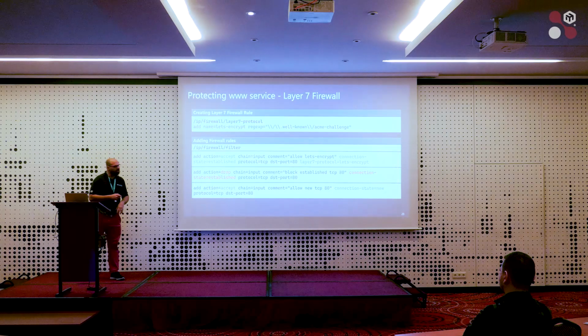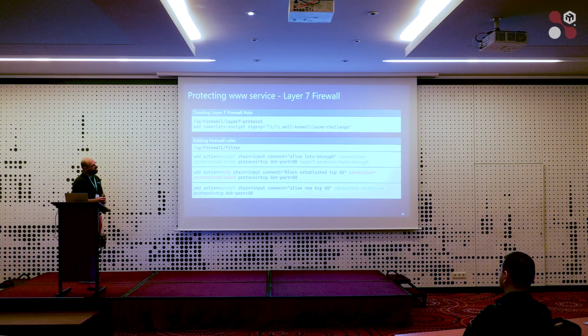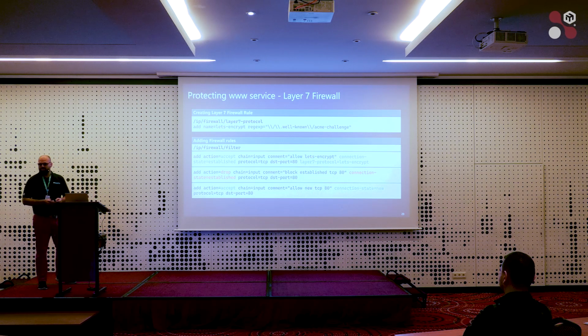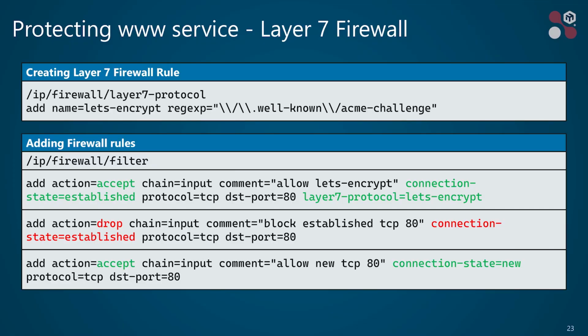So, time for taking the pictures. Layer 7 firewall rule here: it creates a rule for the well-known ACME challenge path, which is accessed by Let's Encrypt. So you allow only the Let's Encrypt protocol and you disable others. This is the firewall way of working with it. It's fine because you can also make an exception for yourself. So you can use WebFig, you can use the REST API and whatever, and you just disable everything else.